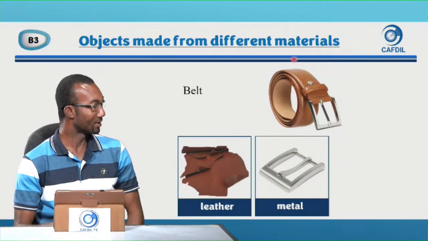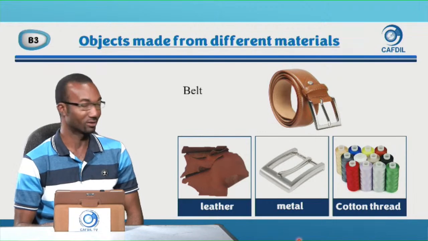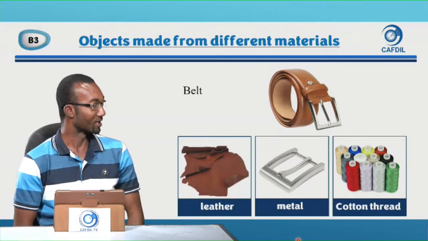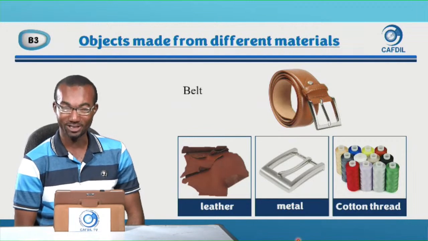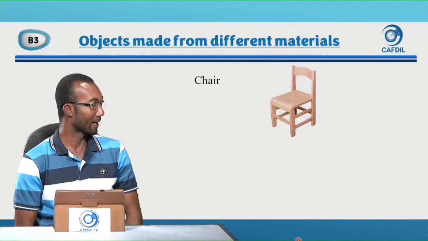So you can see thread here. You can see thread here. They used thread, also made from cotton, to fasten the edges of the belt. Very good. So you see that this belt also is an object made of different materials. Very good. Let's look at another object. Chair.